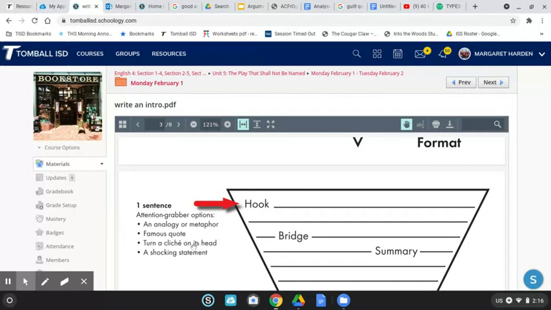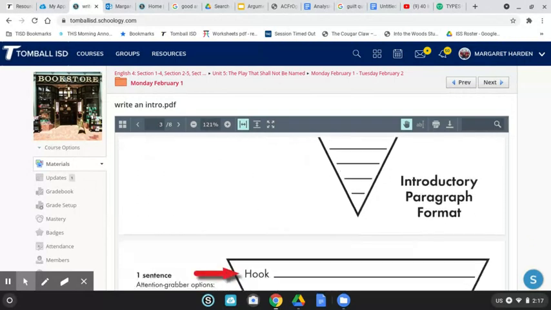It was raining, ignorance reigned and we all got wet. Whatever. That's fine. A shocking statement. I can't think of anything shocking about guilt. So, whatever. So I'm going to choose the quote. I don't mind using an analogy. This one is more difficult, but this one, I can't think of anything shocking. So we've done our hook.